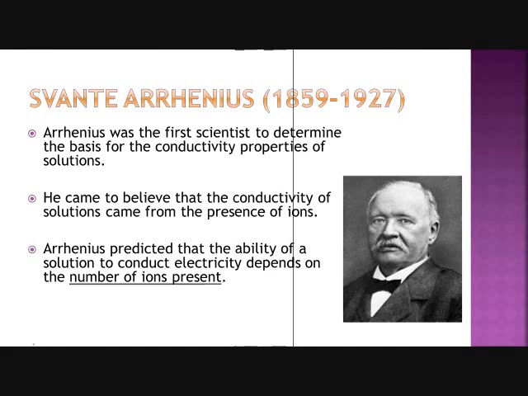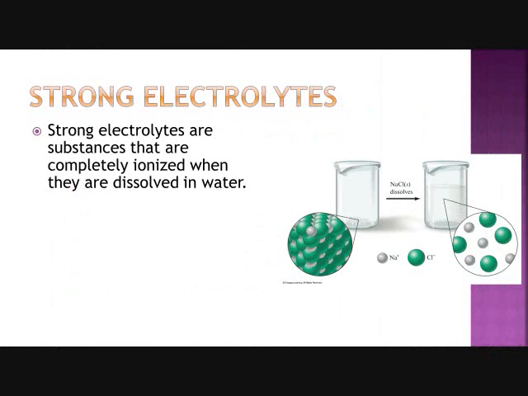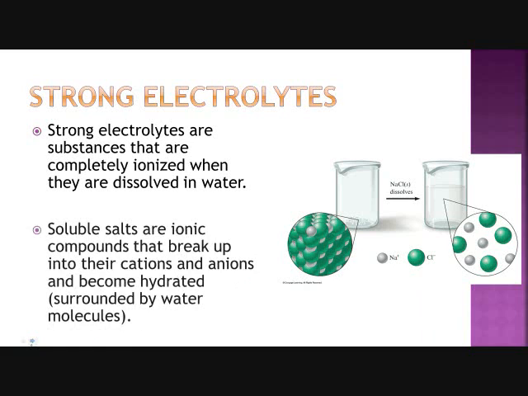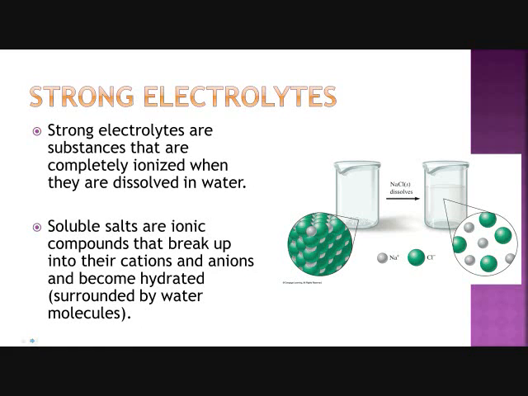So just a little refresher about strong electrolytes. They're completely ionized, so they dissolve completely in water, meaning they break apart. Soluble salts are ionic compounds that break up into their cations and anions, and they become hydrated, which means they get surrounded by water molecules. You're going to see that in the video you will watch.